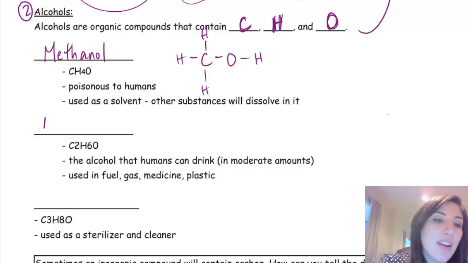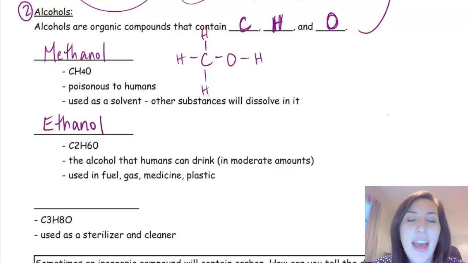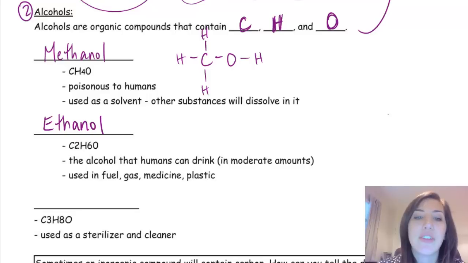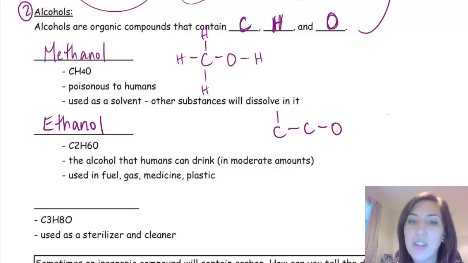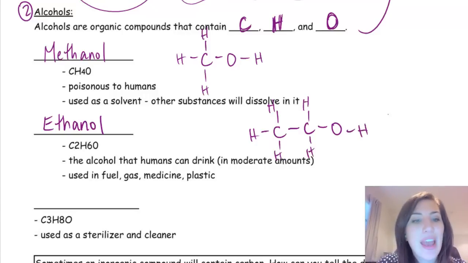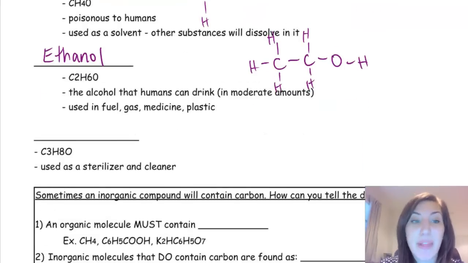There's also ethanol. This is consumable by humans, and it's often used in alcoholic drinks like wine, beer, and things like that. But remember, it's only safe in moderate amounts. It can be poisonous if you have consumed too much of it. So its formula, or its diagram, looks like this, C2H6. Like so. And it can also be found in fuel, in gasoline, in medicine, and in plastics.